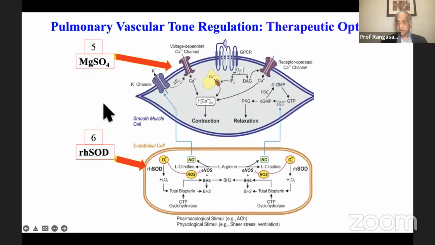The other things are magnesium sulfate, which again blocks the calcium channel and decreases the calcium concentration in the cell, and thereby causes vasodilation. Recombinant superoxide dismutase: when the babies are getting too much oxygen, they produce a lot of reactive oxygen species. If we can scavenge them with recombinant SOD, you can improve hypoxemic respiratory failure. Again, we don't have a compound like that to use. Many years ago, we used recombinant SOD to prevent BPD, but unfortunately, it didn't make a difference.